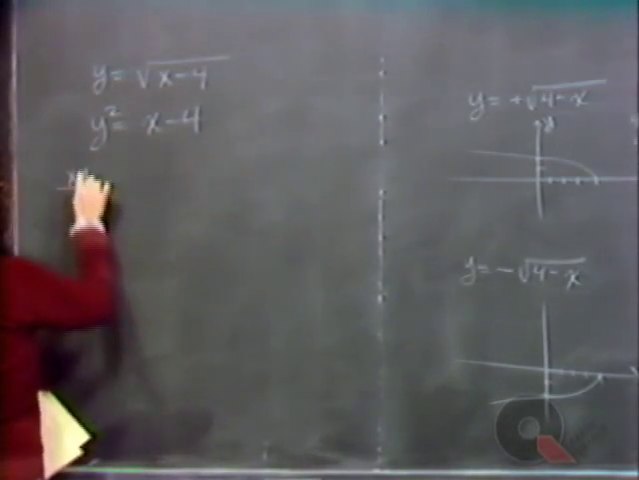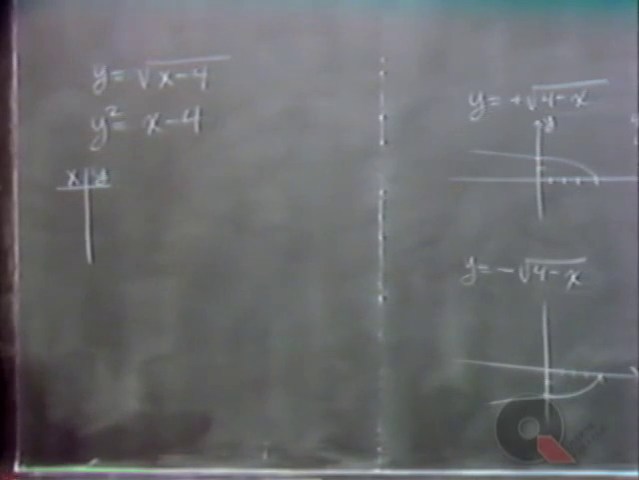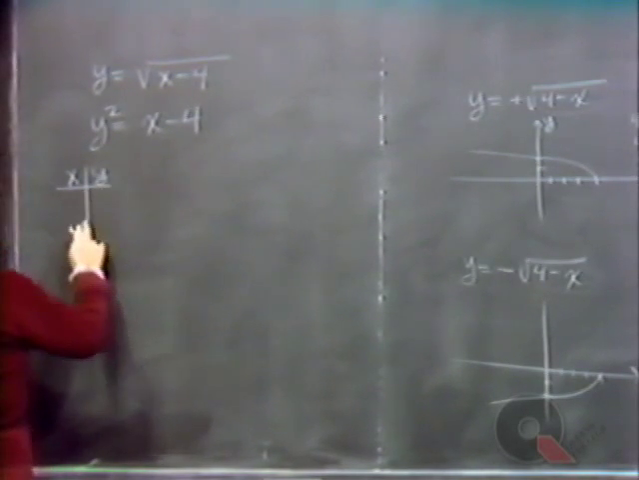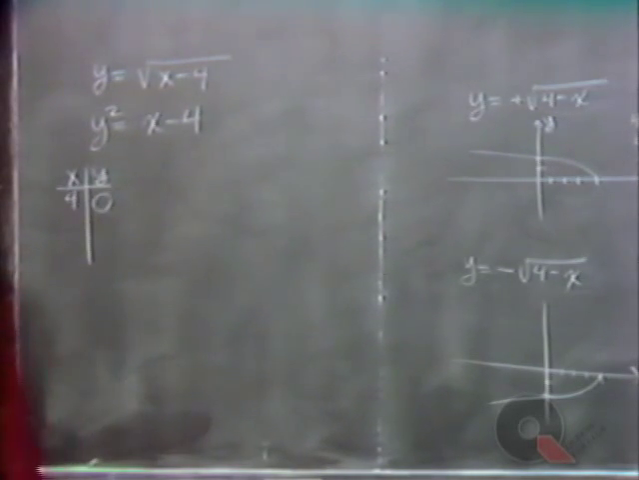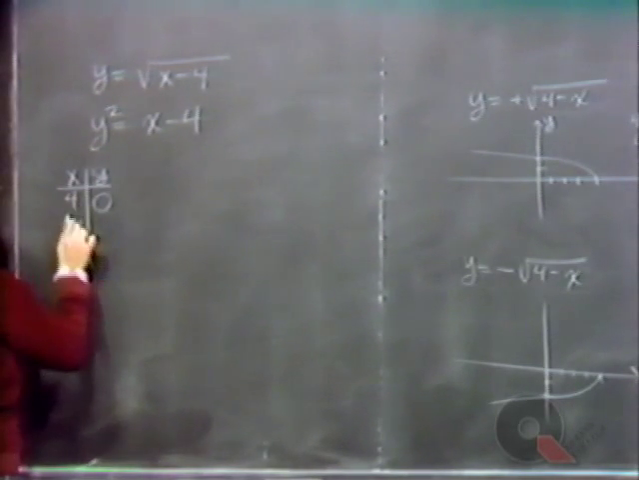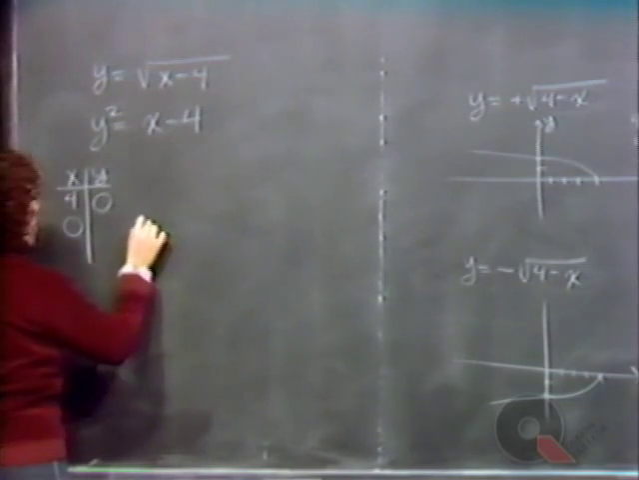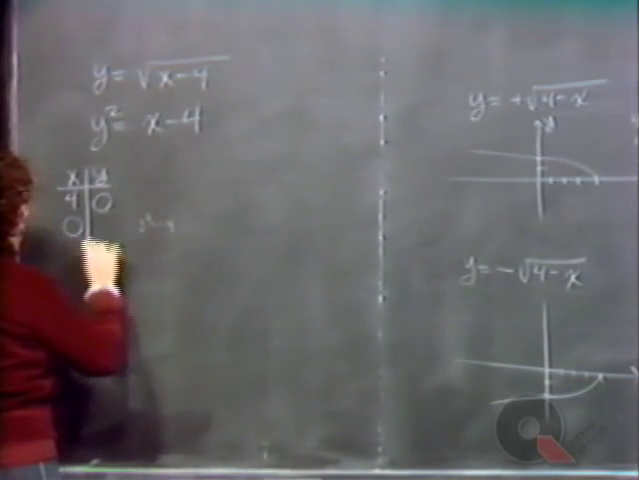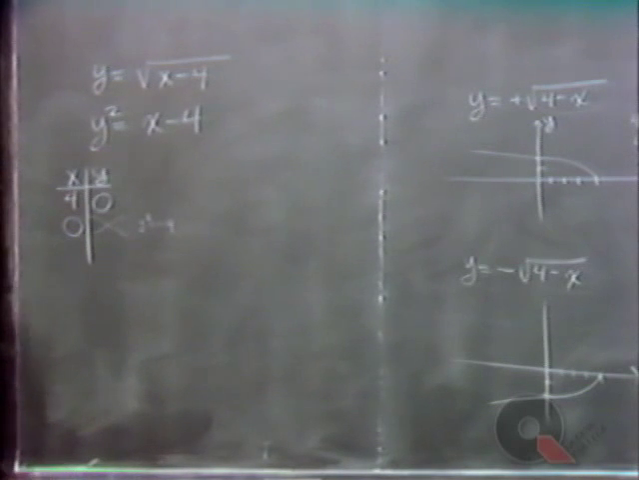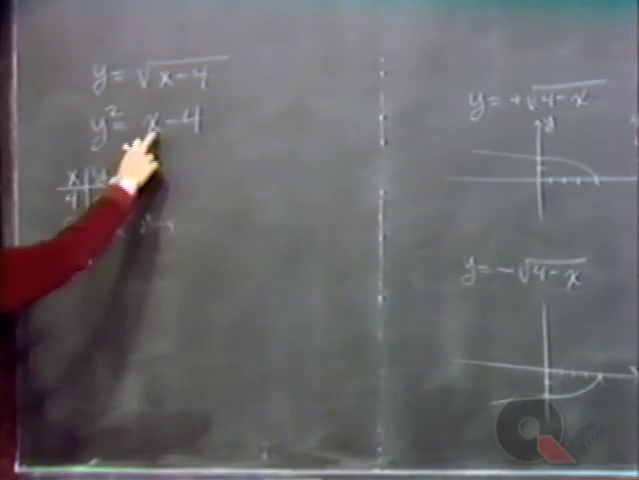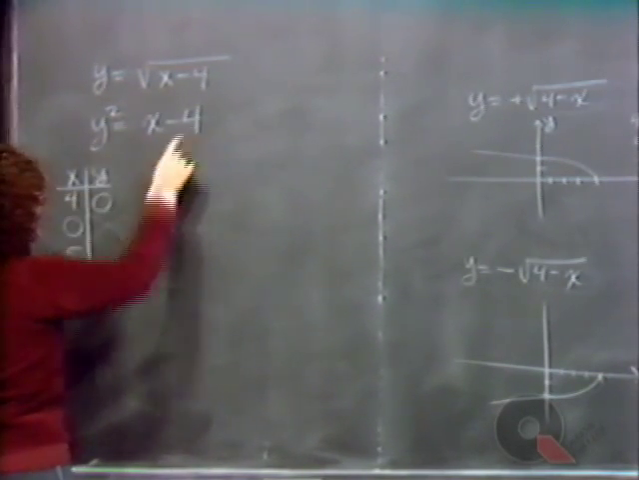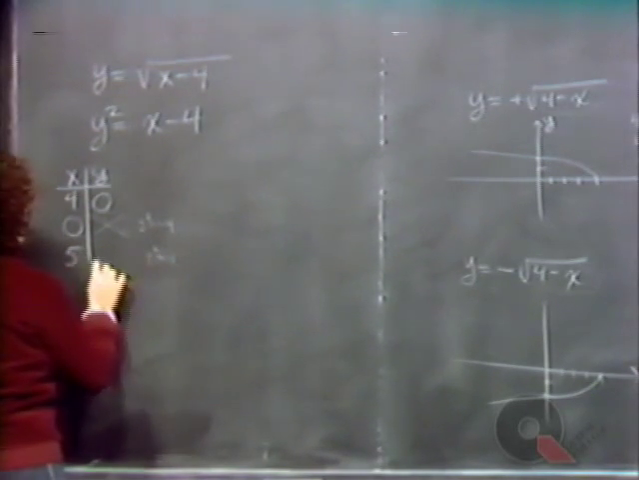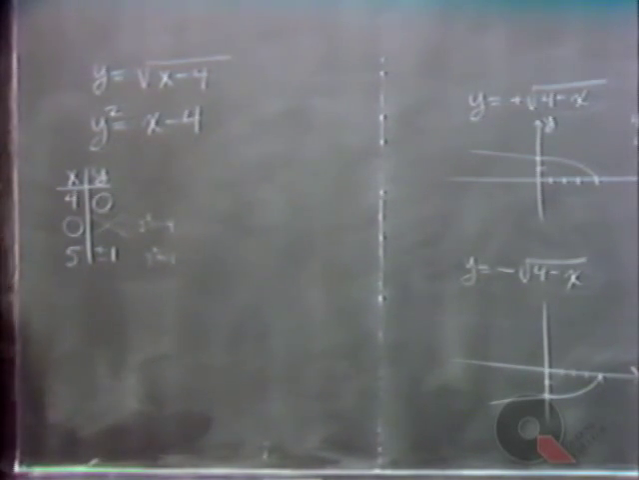Let us try to find a few points on the curve. If we let y be 0, we get x equals 4. If we try to let x be 0, we get y squared is minus 4. We cannot solve for y. There are no y-intercepts. Okay, to get some more points on this, we might try x equals 5. If x equals 5, y squared would be equal to 1. y would be plus or minus 1.